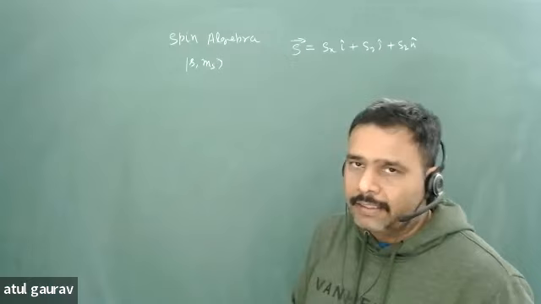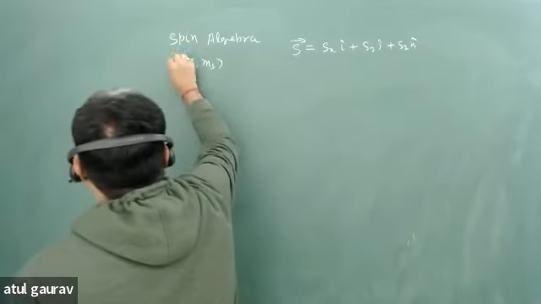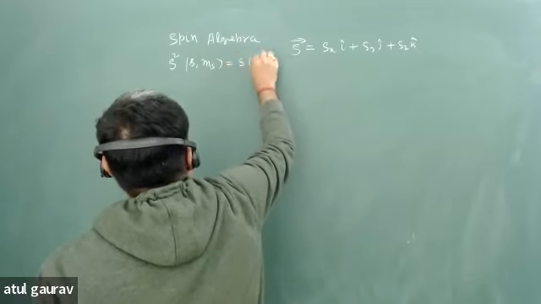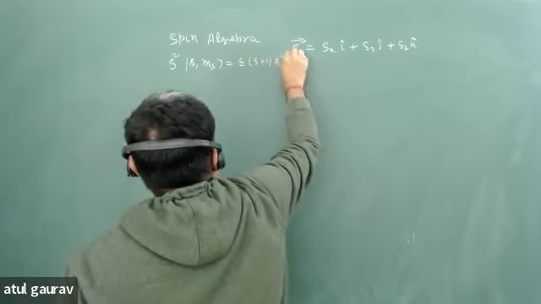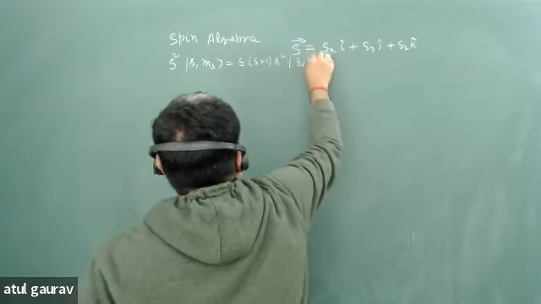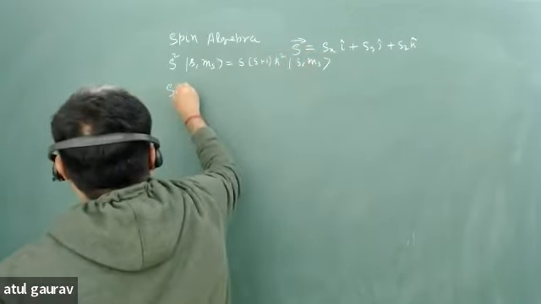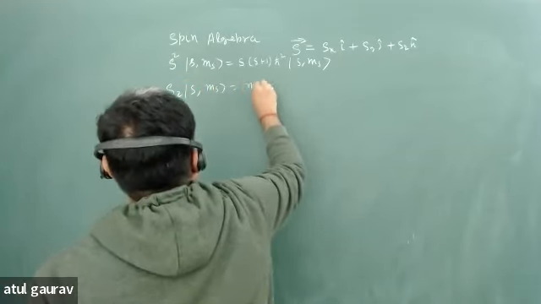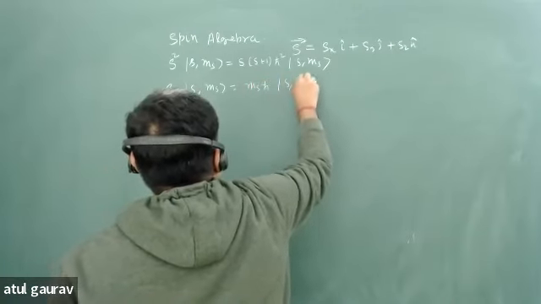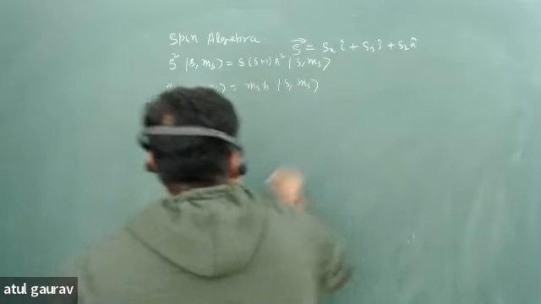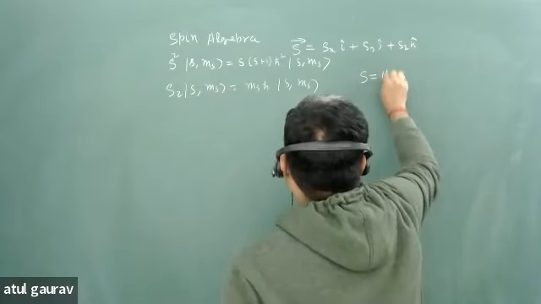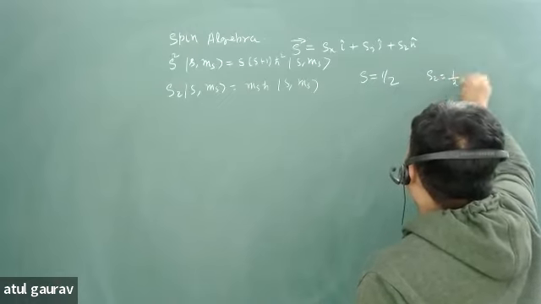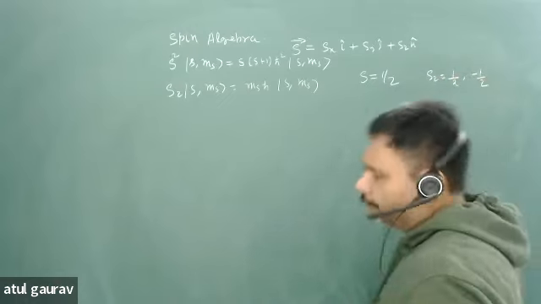We will discuss this thing. So you have S square. This S square is given by s(s+1)ħ², acting on |s, ms>. And Sz acting on |s, ms> gives ms ħ |s, ms>. But we have a spin quantum number that is half, so s is half. Then your Sz is equal to plus half and minus half.